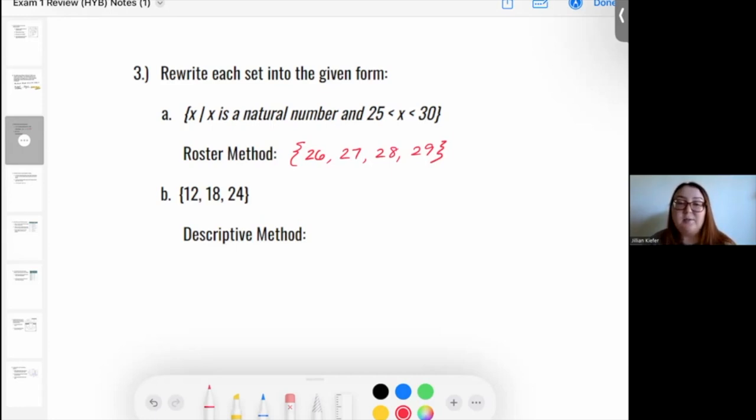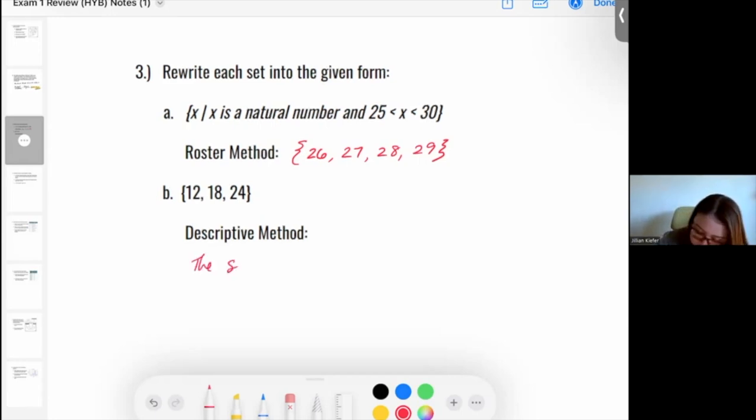So we have these numbers 12, 18, 24. So, all right, they're whole numbers, they're positive. We can pretty confidently say, okay, whatever it is, it's natural numbers. So with our descriptive method, let's say that first. Say X is a natural number. Or when we talk about the descriptive method, we describe the set. So we're going to say the set of natural numbers. So that's how we'll start. The set of natural numbers.